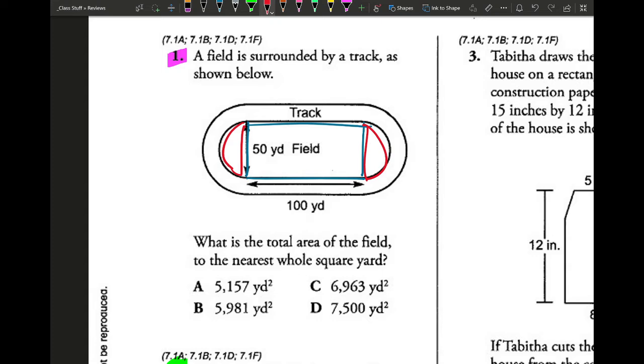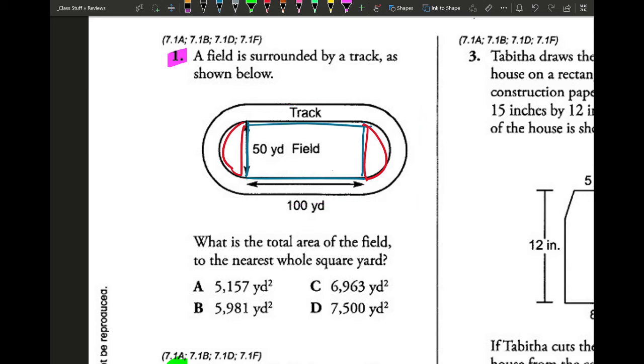So you don't need to divide by 2 in this case. Let me show you. Now, in this one, they don't give us any measurements for the actual track. We don't know how wide that is, so we don't care about that one in this case. If they would have given us measurements from here to here and from here to here, then we would have to subtract whatever number that was. In this case, we don't need that, but you are going to need to know that for question number 2, which you will have to do.